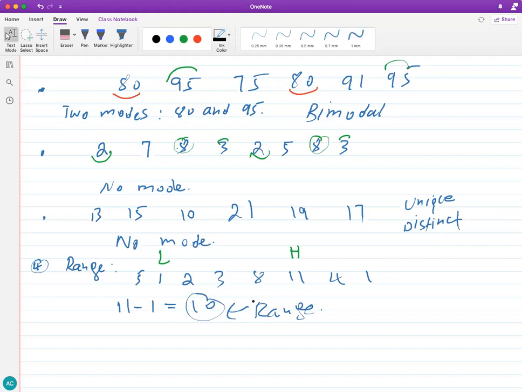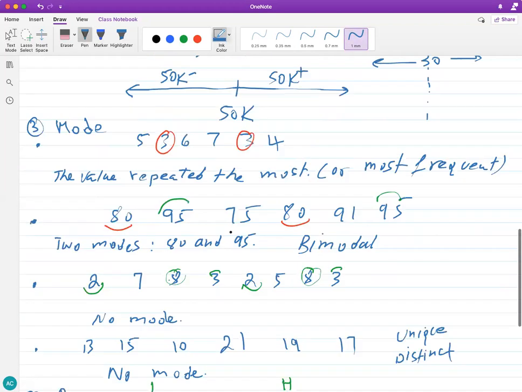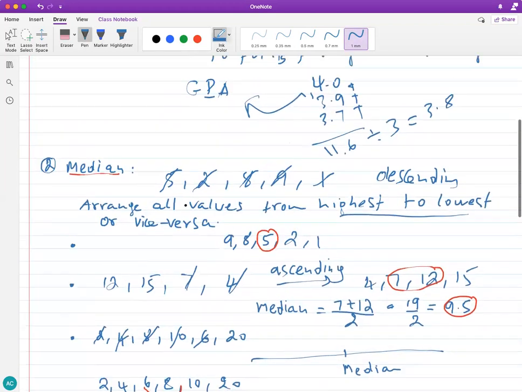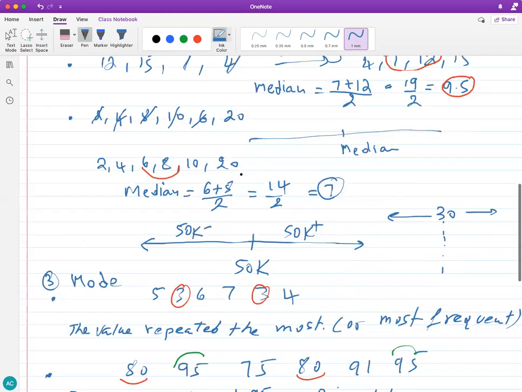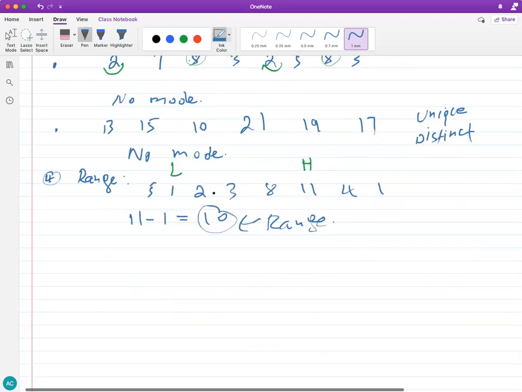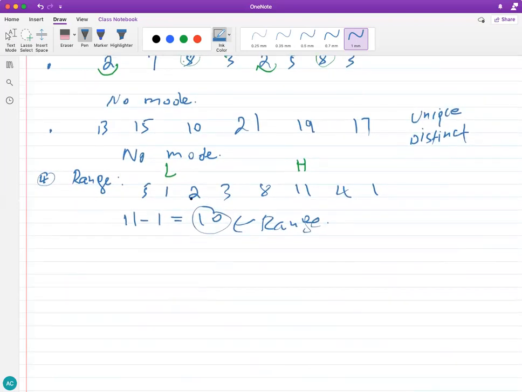You don't have to waste time arranging them. Just look at them, go through the list, and try to find the highest and the lowest. You need to arrange them when you find the median. That's when it's necessary that you arrange all of them and get the value in the middle. But for the range, if you can spot the highest and the lowest, usually it's easy to spot. Just write those. You don't have to arrange and go through all the data set.